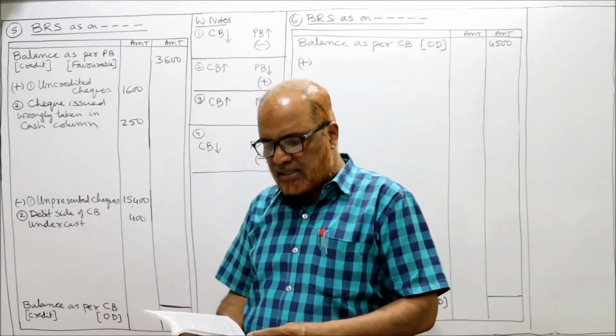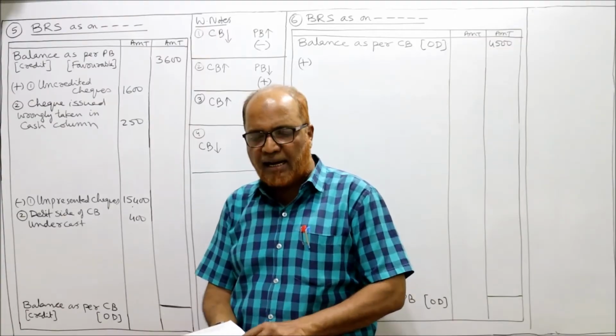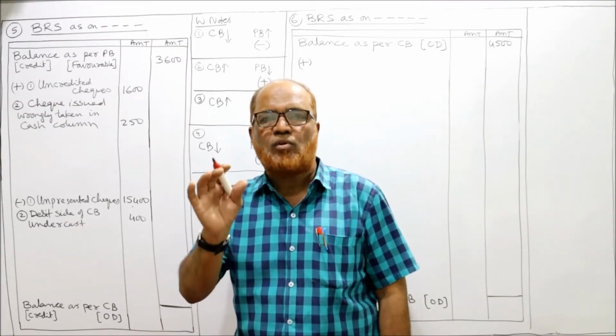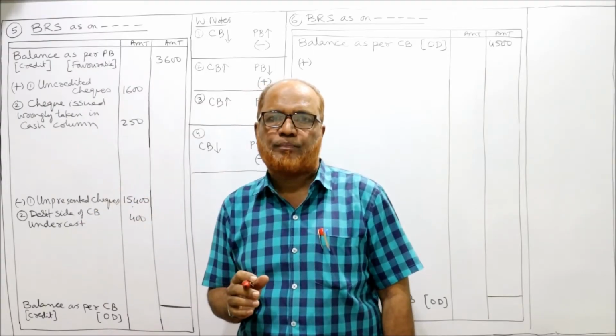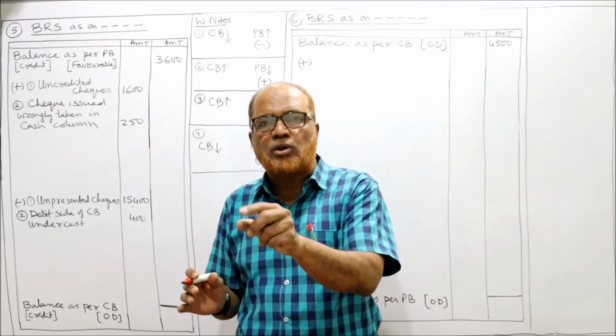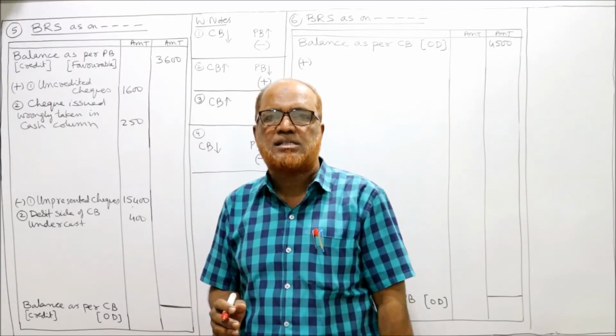Then bank charges 75 has not been entered in the cash book. Bank charges of 75 rupees were recorded in the passbook. So when it is debited in the passbook, the passbook balance has decreased.